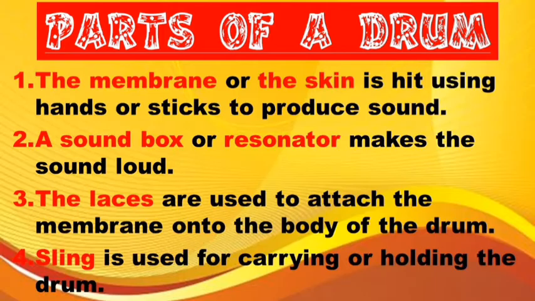Under the parts of the drum, let's look at what each does. The membrane or the skin is hit using hands or sticks to produce sound. A sound box or resonator makes the sound loud. The laces are used to attach the membrane onto the body of the drum. The sling is used for carrying or holding the drum.